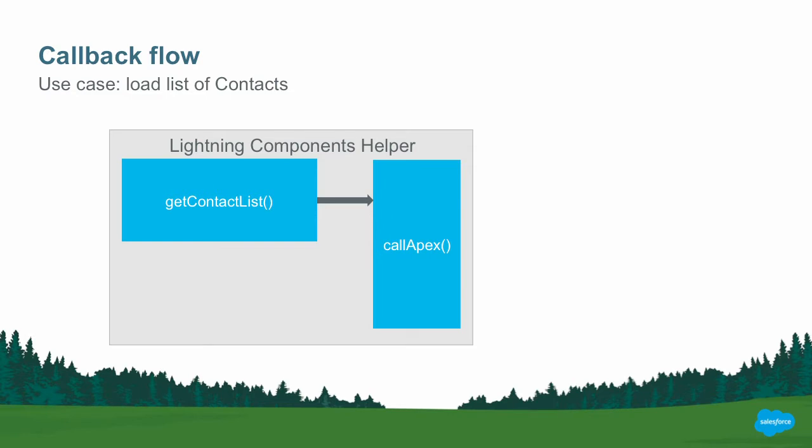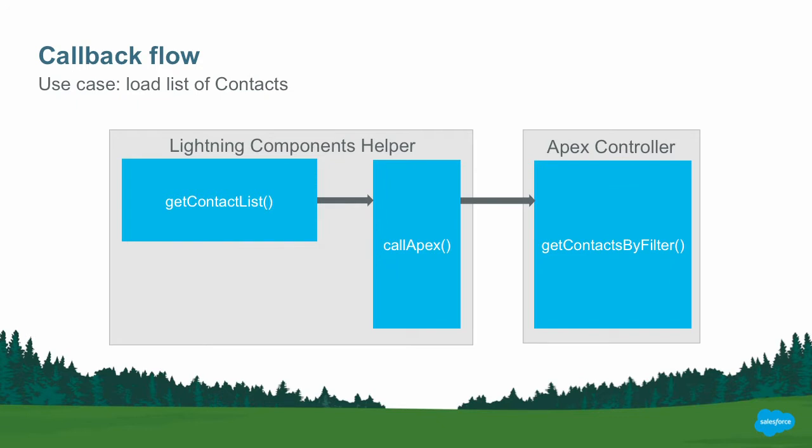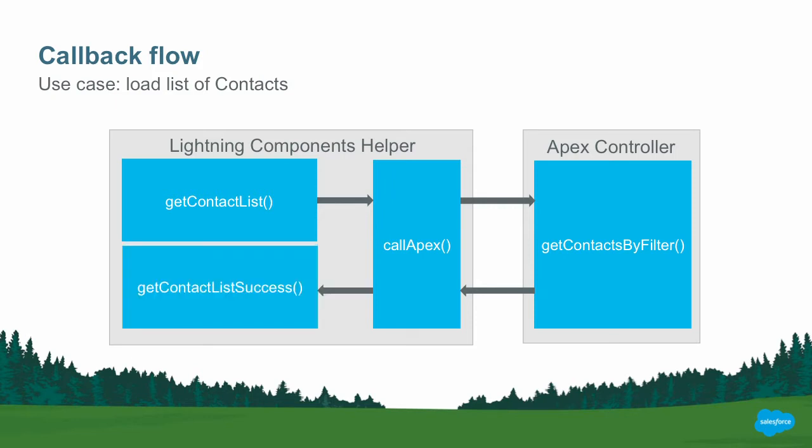I named it callApex. My callApex is doing the callout. So this is really invoking the server-side action, the Apex controller, getContactsByFilter in this example. And as you know, it's asynchronous. You have to wait. So the data comes back to callApex because it always comes back to where you invoke the Aura action. And then I have to use this kind of a callback. So my callApex has to get to another method where I can actually process my result.